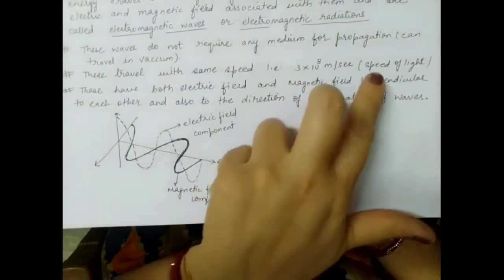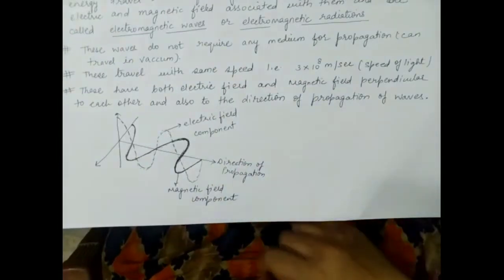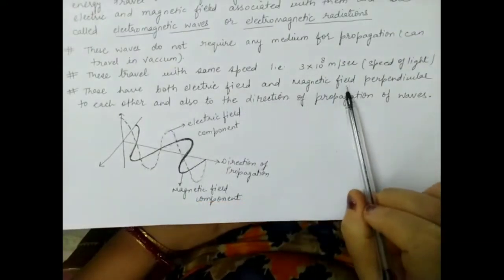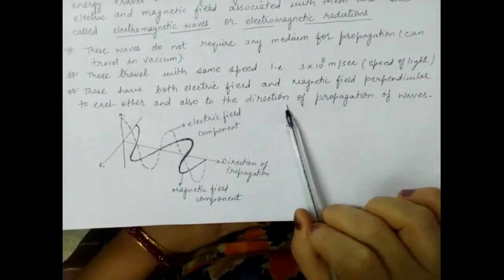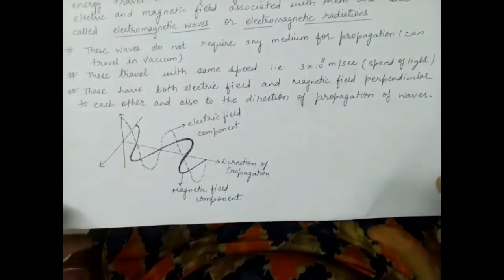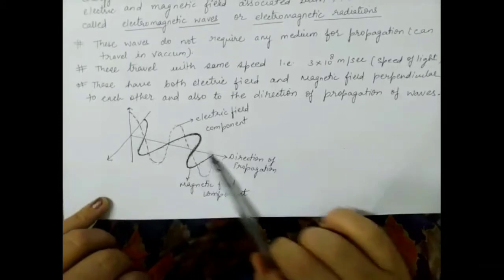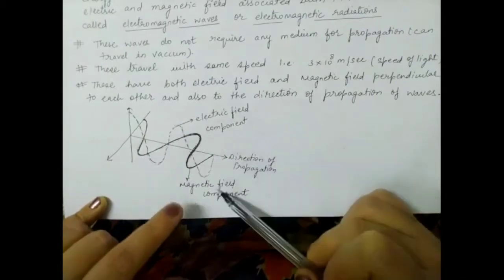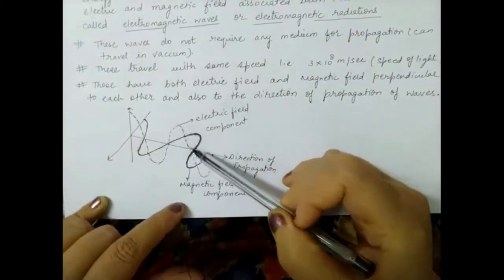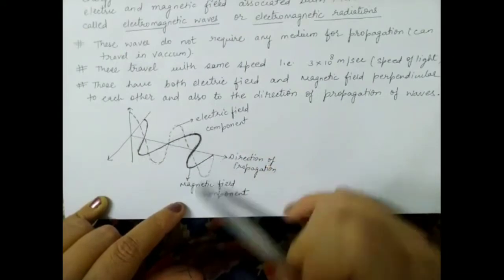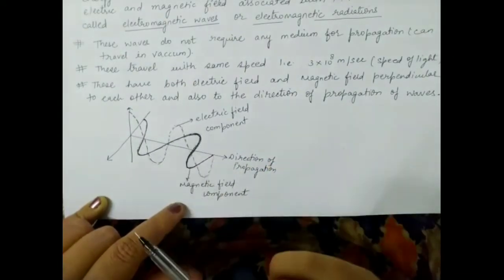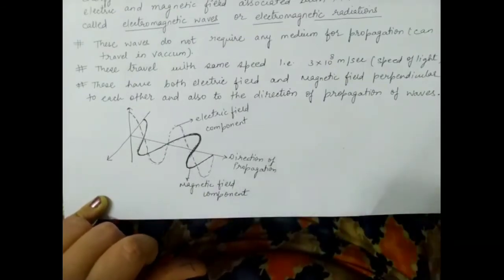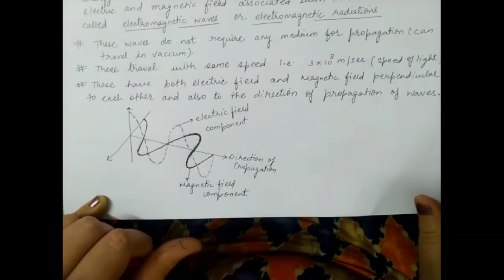And what is this speed? This is the speed of light. So all electromagnetic radiations travel with the same velocity or speed. The third characteristic is that they have both electric field and magnetic field perpendicular to each other, and also to the direction of propagation of the wave. Now what is the meaning of this? Suppose this is the direction of the wave, and in this direction the wave is propagating. The wave has an electric field and a magnetic field. This dotted line indicates the electric field component, and this solid line indicates the magnetic field component. Both components are perpendicular to each other, and also to the direction of propagation of the wave. So these are the three important characteristics of electromagnetic waves or radiations.